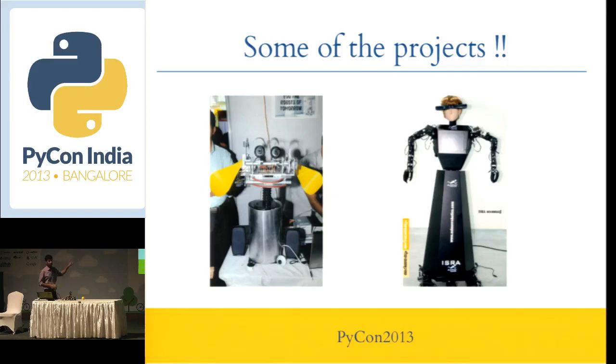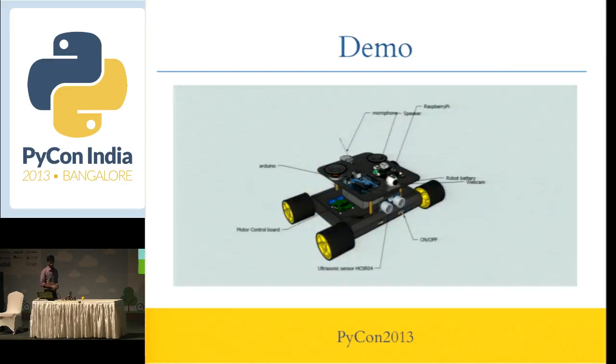In the first robot, I'm mainly using Python for image processing, artificial intelligence, and the communication. And the next robot is mainly designed in ROS, so ROSPy is mainly used for the processing. Then I want to show the demo.